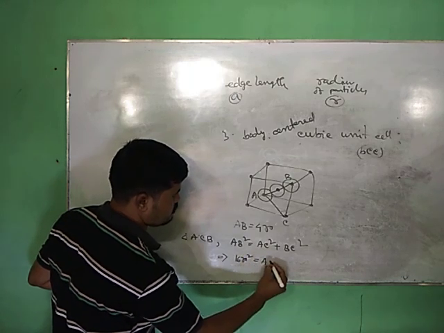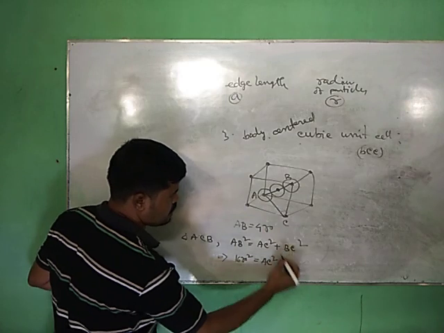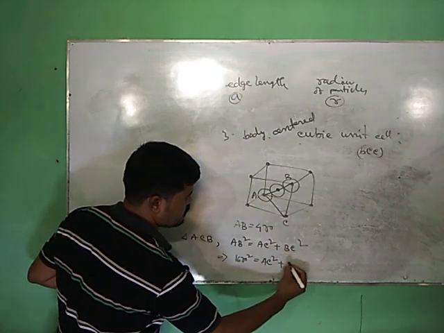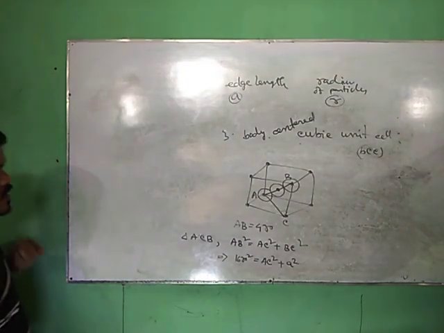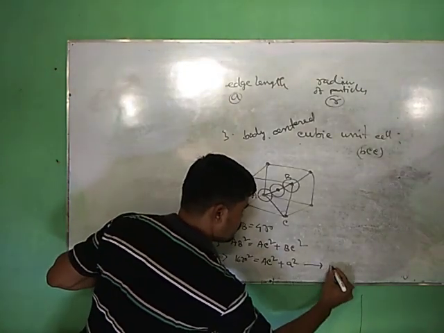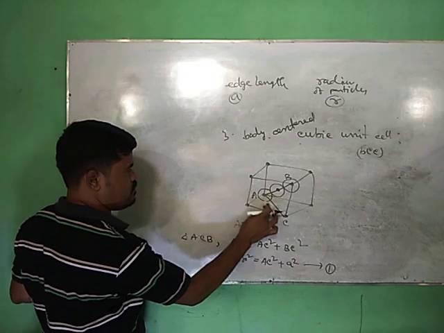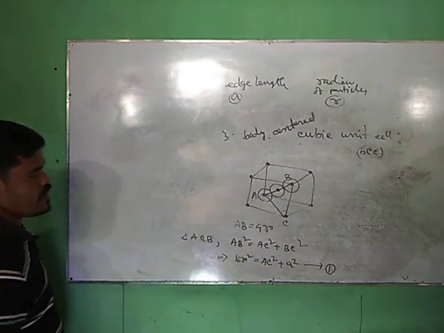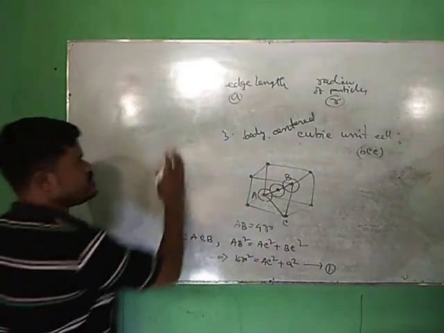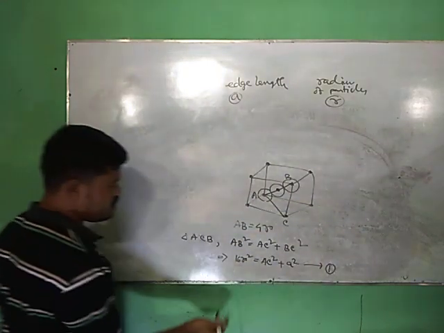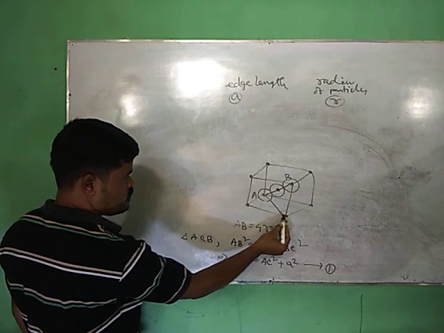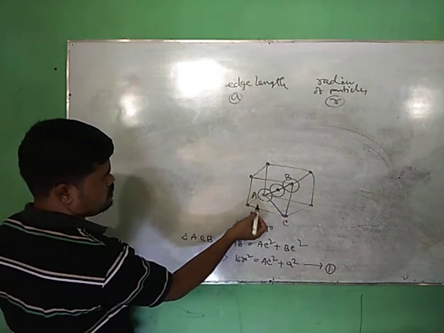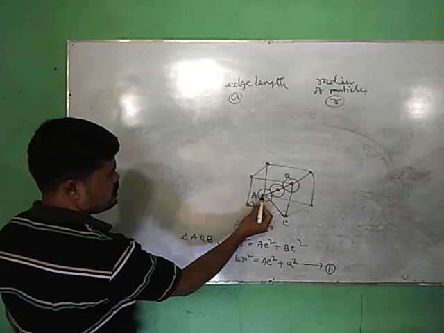Is equal to AC square, where AC is the face diagonal. AC square plus BC square, by Pythagoras, is the length. Okay, a square. Is this one clear? Can anybody tell? AC is the face diagonal. Face diagonal to body diagonal, the angle will be 90 degrees.